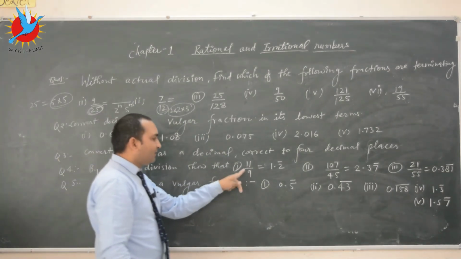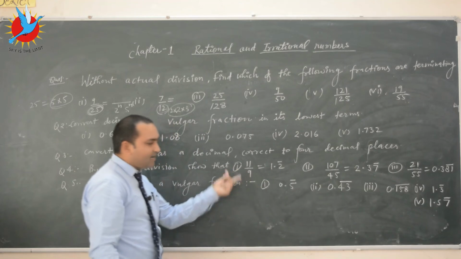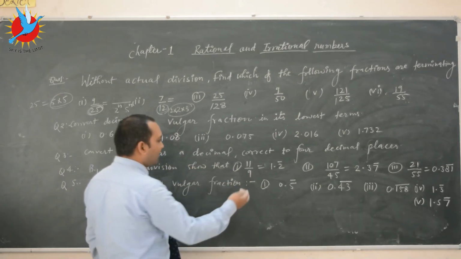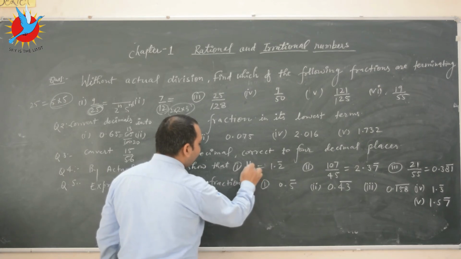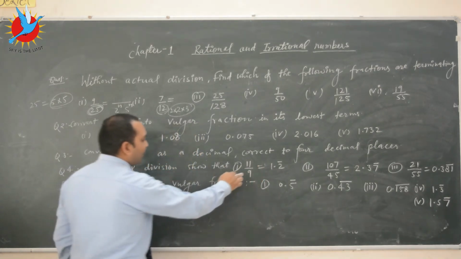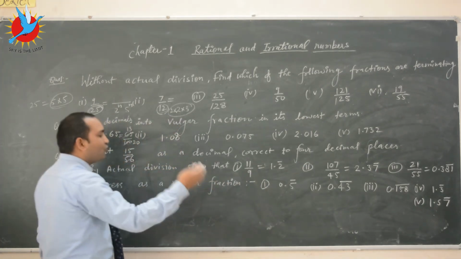Convert 15 upon 56 as a decimal, correct it to 4 decimal places, and similarly by actual division, so that 11 upon 9 is equal to 1.2 bar. So divide 11 by 9, and after some decimal place it will repeat, means 1 time 9 is 9 and 2, that will be 20, 9 2s are 18, then 20 minus 18 is 2. So 2 repeating.